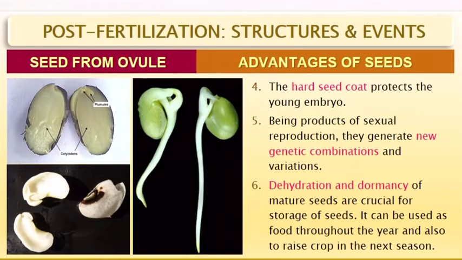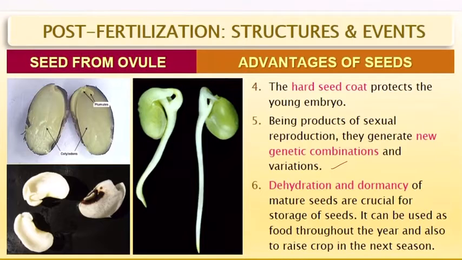So seed dispersal will take place. The hard seed coat protects the young embryo, as you are seeing the cotyledons. Being products of sexual reproduction, they generate new genetic combinations and variations. So seeds will lead us to variations.